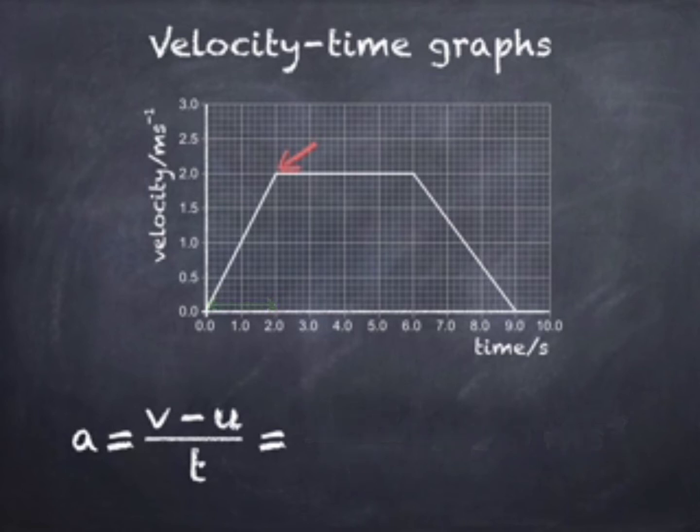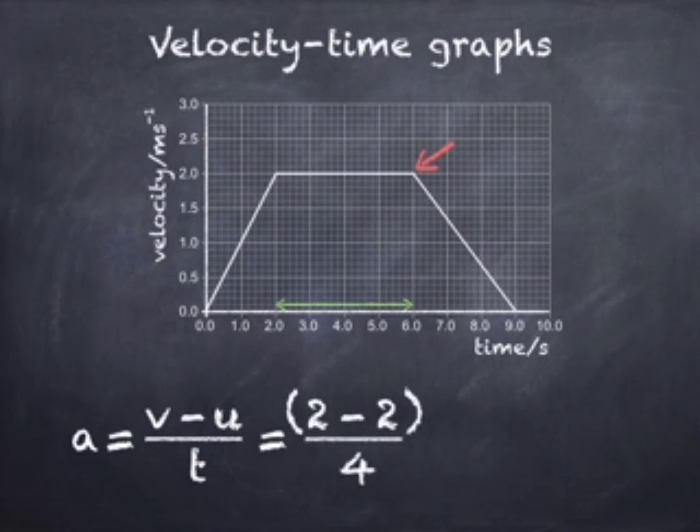In the next section, we'll have a constant velocity of 2 meters per second, while the time taken is 4 seconds, which is from 2 seconds to 6 seconds. When we substitute these values into the equation, we will get (2 - 2)/4, which gives us a total of 0 meters per second squared.